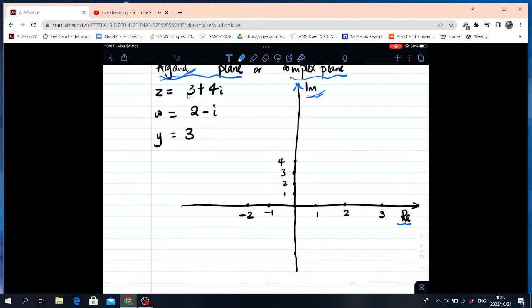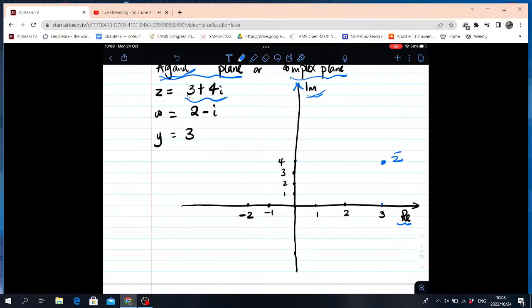So you take the real part and you plot it here. So for example, we want to plot this one, 3 plus 4i. So we take the real part, which is 3, we are here, and then we take the imaginary part, which is 4, so we end up with our complex number z being there. Sorry, not vector, I'm used to vectors. Complex number z would be there, right? So it's just a point there.